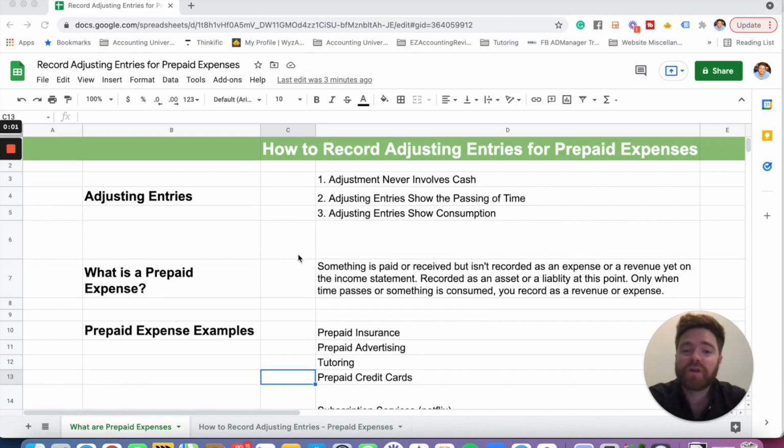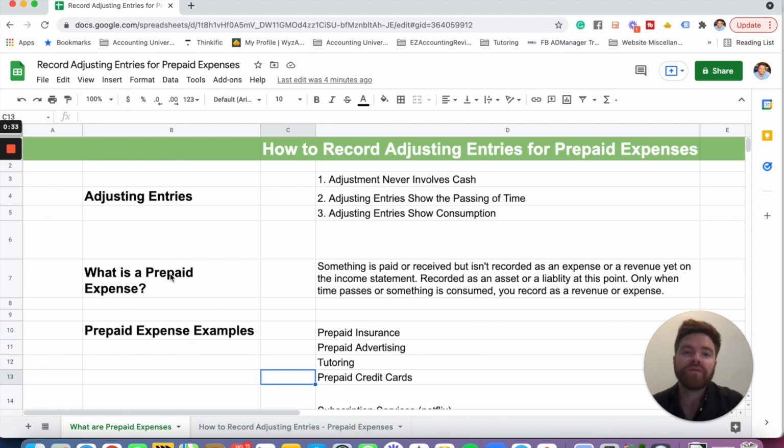Okay, so first off, what are adjusting entries? As you can see here, basically they never involve cash. So when you have adjusting entries, you're making an adjustment based on the passing of time or a consumption of an account. So it never involves cash. It's just adjusting the original entry to incur what we call a revenue or an expense. As time passes or as you consume something, you have to record a revenue or an expense based on that time passing or that consumption.